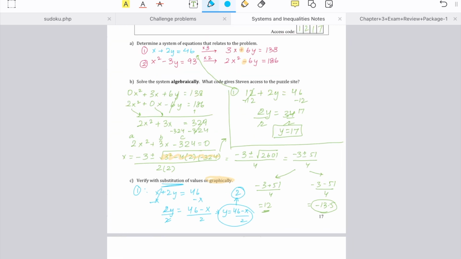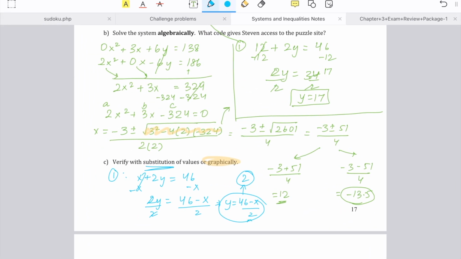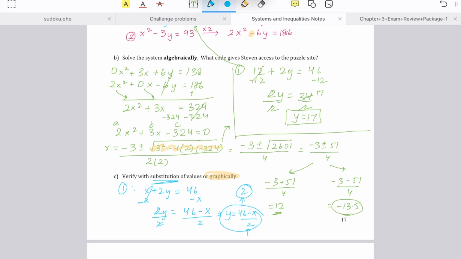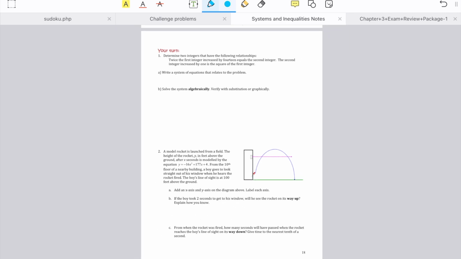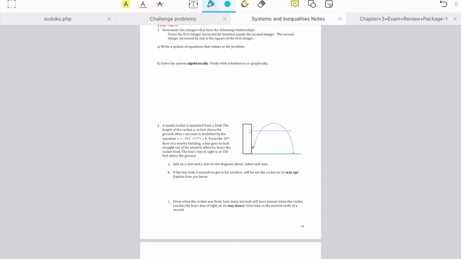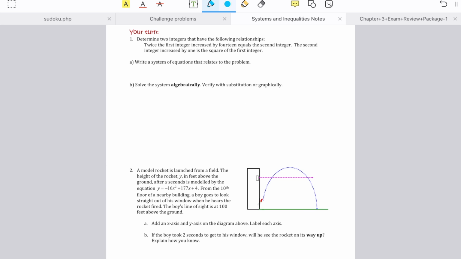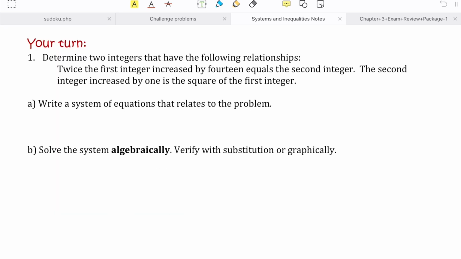Because it's fraction, I would rather do elimination to reduce the chances of making a mistake. Now, I want you guys to try these your turn questions by pausing the video, and then we will go over it. Okay, so the your turn question number 1.